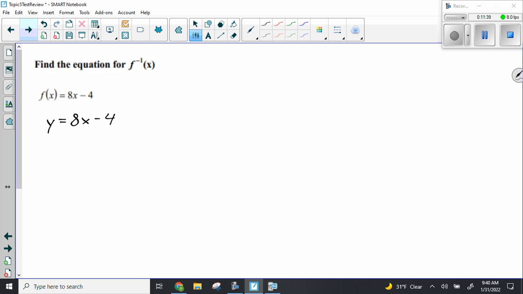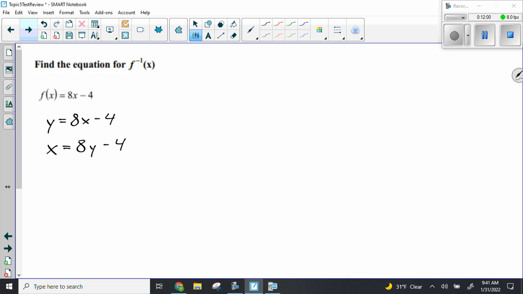And the next thing I'm going to do is I'm going to let y equal x, and I'm going to let x equal y. In other words, I'm going to switch these, right? Instead of a y, I'm going to put an x, and instead of an x, I'm going to put a y. Last step is to solve this equation for y.